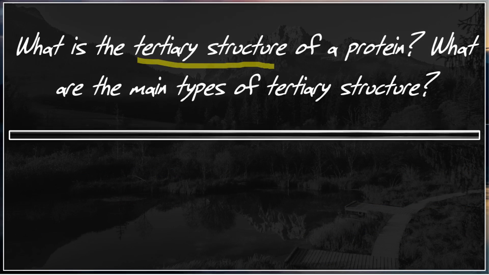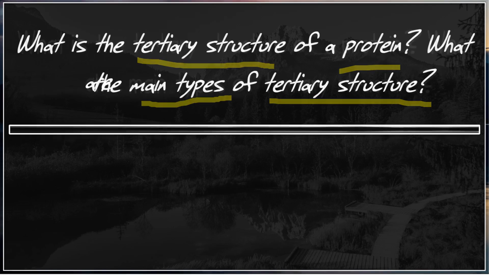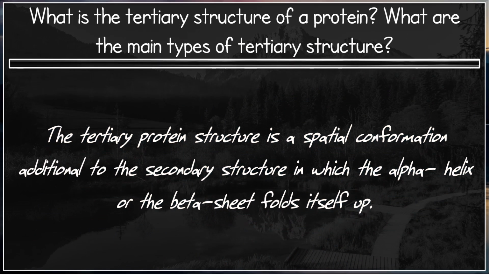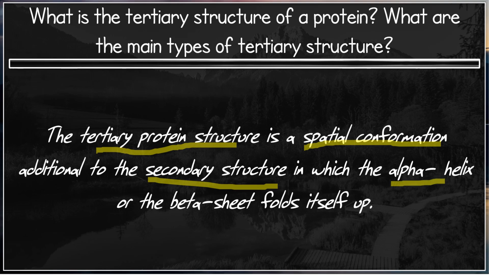What is the tertiary structure of a protein? What are the main types of the tertiary structure? The tertiary protein structure is a spatial conformation in addition to the secondary structure, in which the alpha helix or the beta sheet fold itself up.